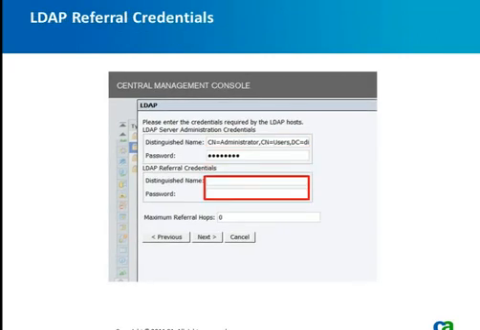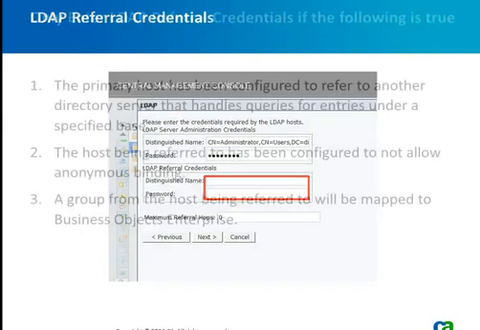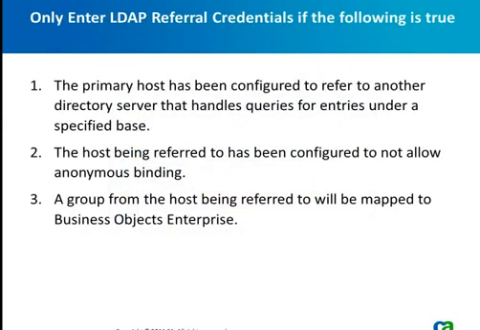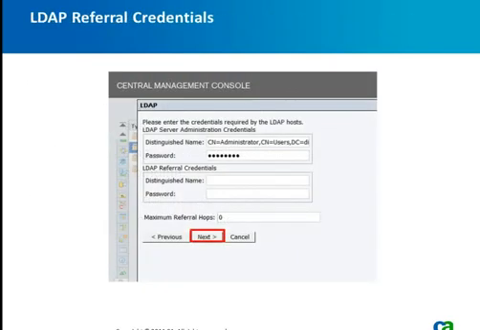The LDAP referral credentials should generally be left blank unless the following are true. 1. The primary host has been configured to refer to another directory server that handles queries for entries under a specified base. 2. The host being referred to has been configured to not allow anonymous binding. And 3. A group from the host being referred to will be mapped to Business Objects Enterprise. Otherwise, just click on Next.